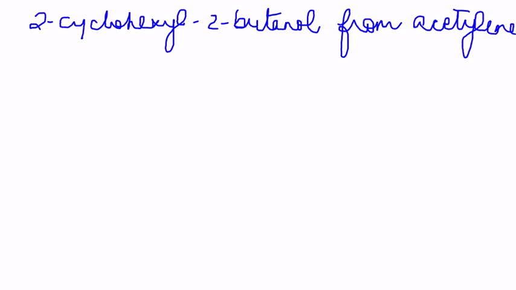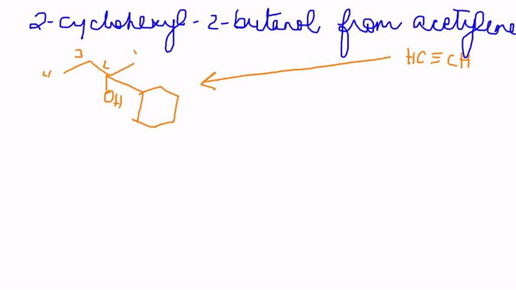2-cyclohexyl 2-butanol from acetylene. Acetylene is HC triple bond CH, so ethyne is also called acetylene. That's a common name. And we have 2-cyclohexyl 2-butanol. So let's draw that out. Second position has the cyclohexyl, second position has the OH, and we have total 2, 3, and 4 carbons. So we have to go from here to here. Again, you have to add carbons.